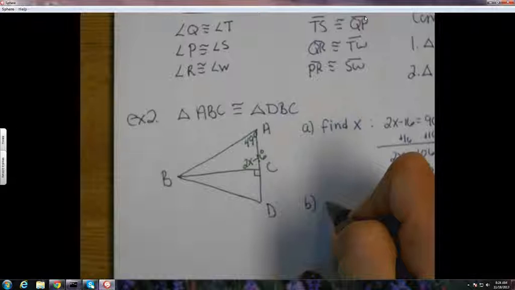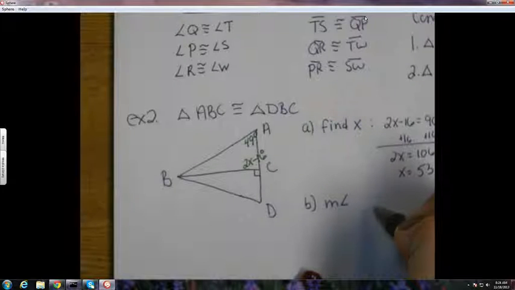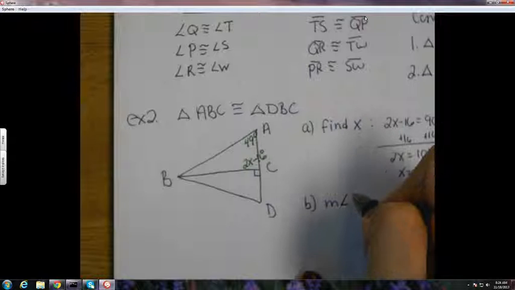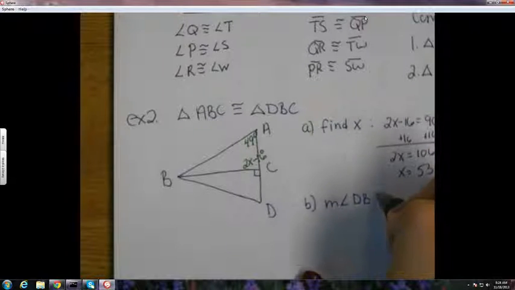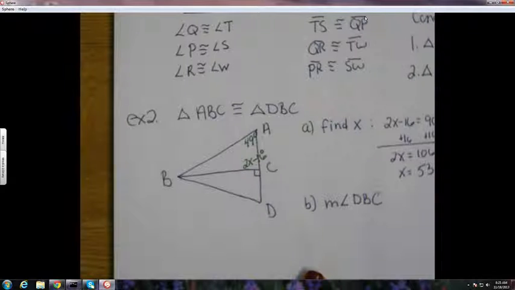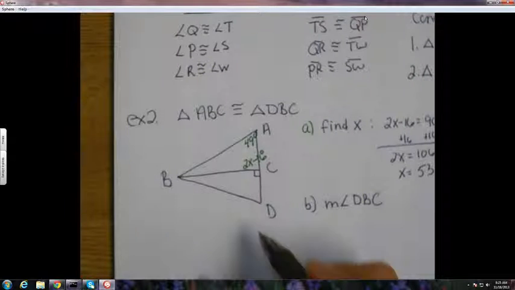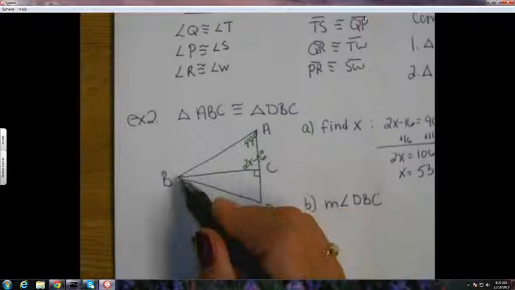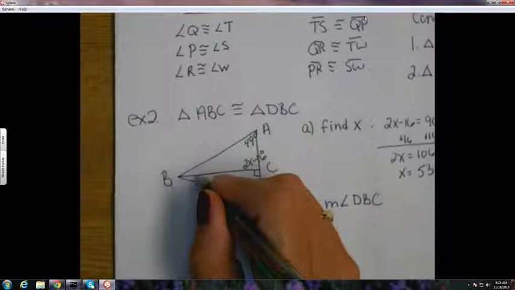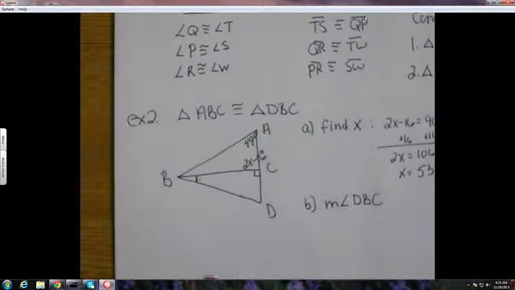Can you find the measure of angle DBC? That's one angle, DBC. Where is that angle at? Yes, D to B to C is the angle here where the vertex is B. I'll put a little 1 there. I'm looking for that angle 1 measure. How am I going to get that? Toughest question of the day. Everything's been easy up till now.